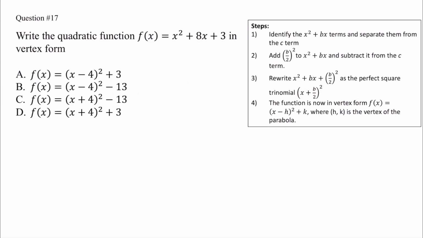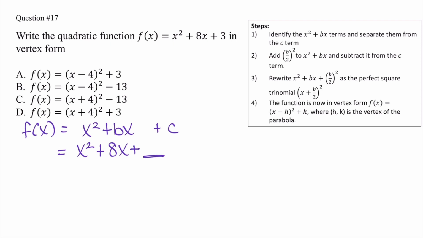So in this problem, it says to write the quadratic function f of x equals x squared plus 8x plus 3 in vertex form. So to write in vertex form, we need to do completing the square. So I'm going to separate out the x squared plus bx term, and then I'm going to put the plus c term a little bit further away. So in this case, I'm going to do x squared plus 8x. And then the reason I put it further away is because I'm going to need to add something here, okay? And then I have plus c, which is my 3, right? Because this is a, b, and c.